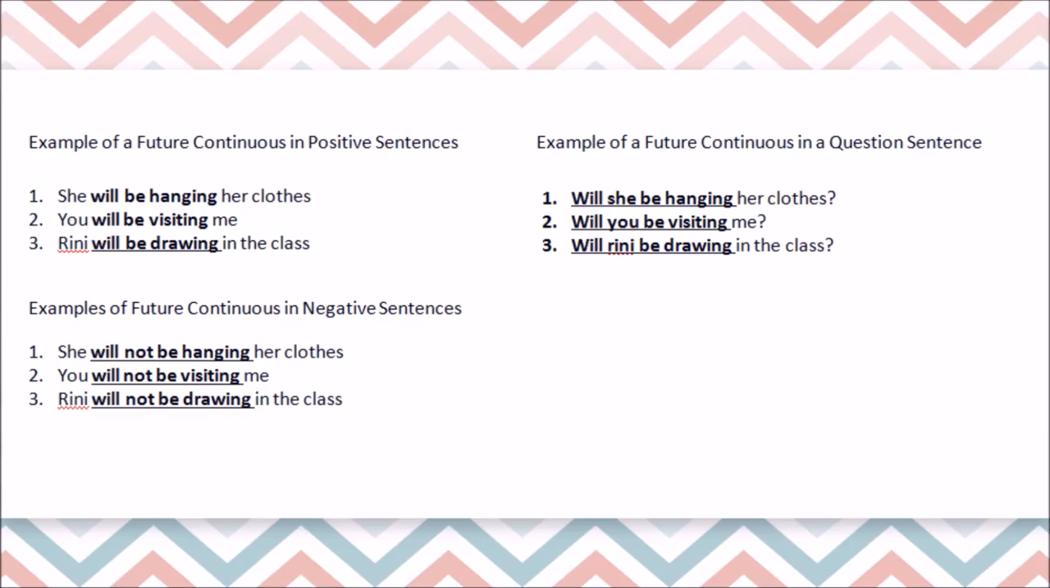Example of future continuous in negative sentence. She will not be hanging the cloth. You will not be visit me. Rini will not be drawing in the class.